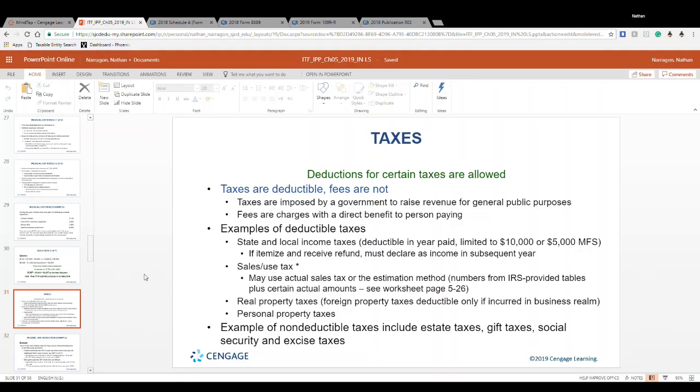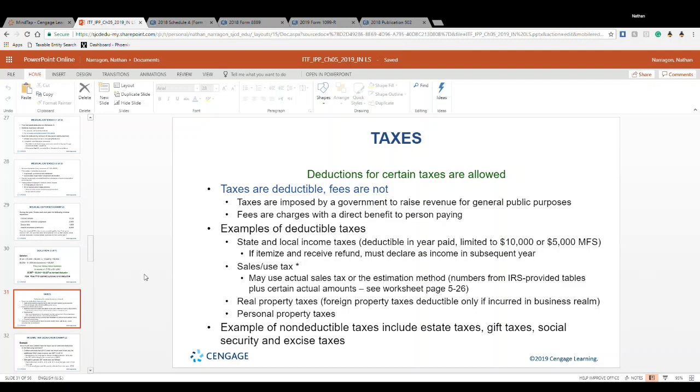Yes. So, taxes are imposed by the government to raise revenue, while fees and charges come with direct benefits to the person paying. That's how they are saying what's deductible. That's why we can do car registration. Yay. So, examples of deductible taxes. Of course, there are the state and local taxes, deductible in the year paid, and they're limited to that 10 grand. We can only take up to 10 grand. If itemized and you receive a refund, you must declare it as income in the subsequent year. Okay. So basically, if we receive a refund from our taxes, we have to declare it as income. That's only if we itemize. If we don't itemize, then we don't have to worry.